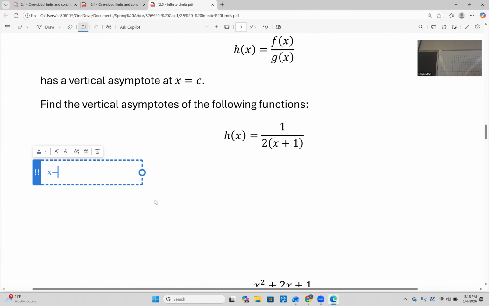Where is the denominator undefined? At -1. I can't plug in -1 because I have 2 times -1 plus 1, and 2 times 0 is 0. Can't have that. X equals -1 is a vertical asymptote. And why was it we can't have?